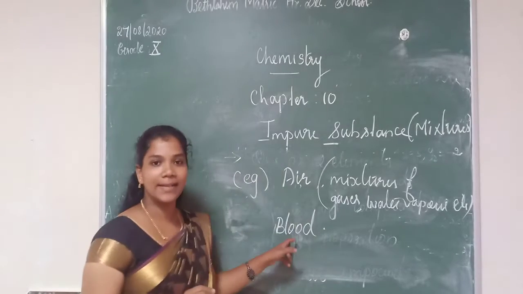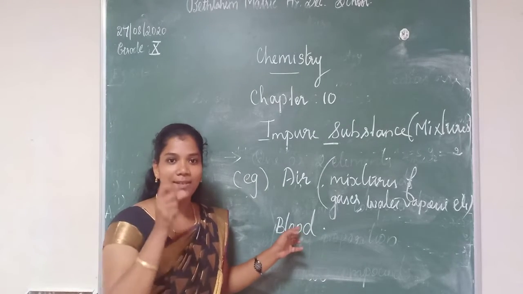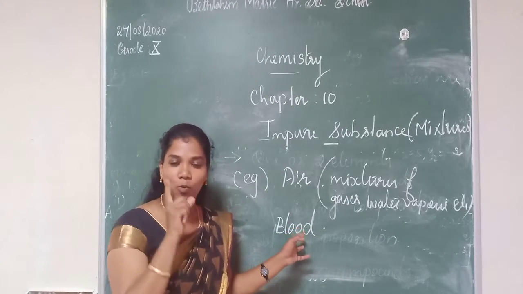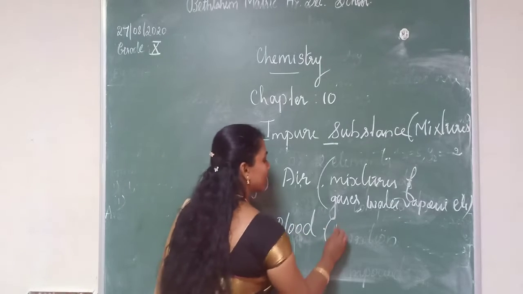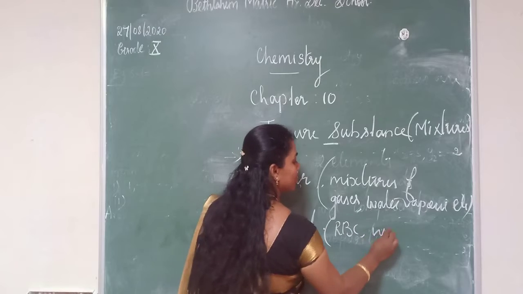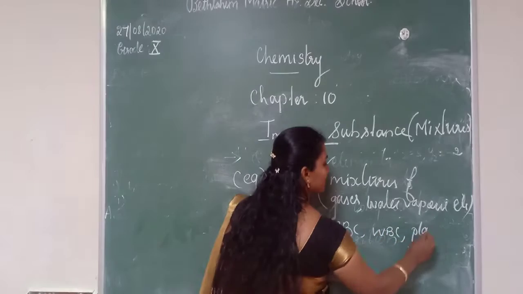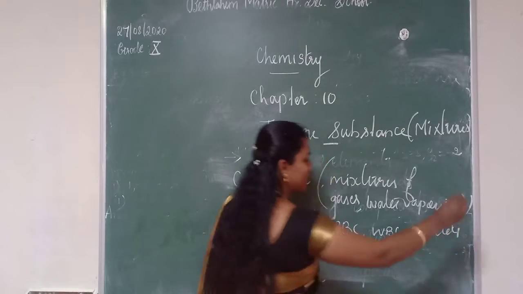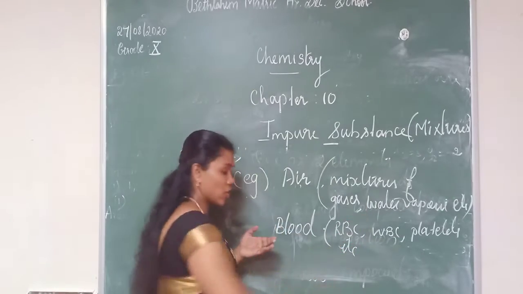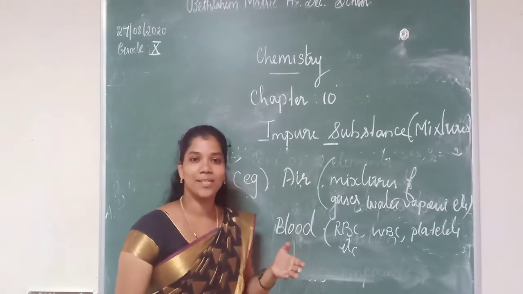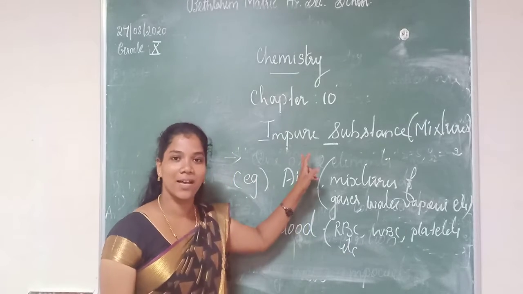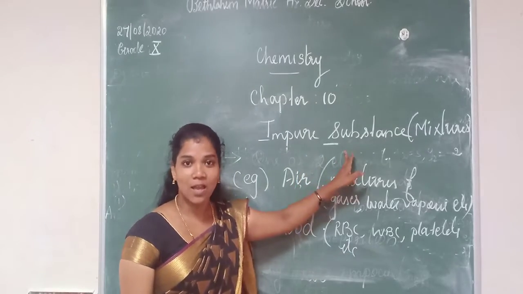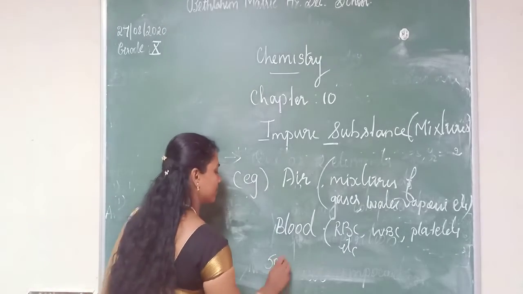Do you think blood is a pure or impure substance? It's red in color. Do you think it contains only one kind of element? No. Blood contains so many components. What are they? RBC, WBC, platelets, plasma, etc. So blood also comprises different kinds of components. Hence, blood also comes under impure substance. The next one, seawater.